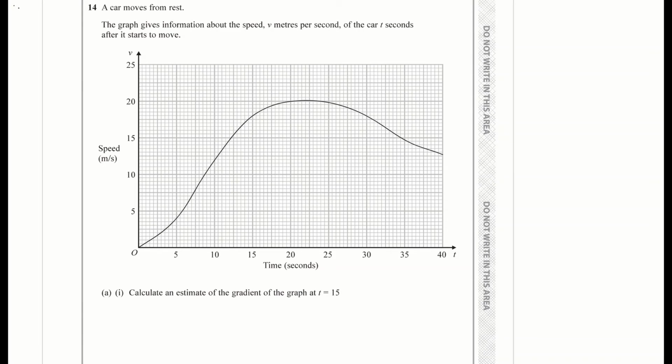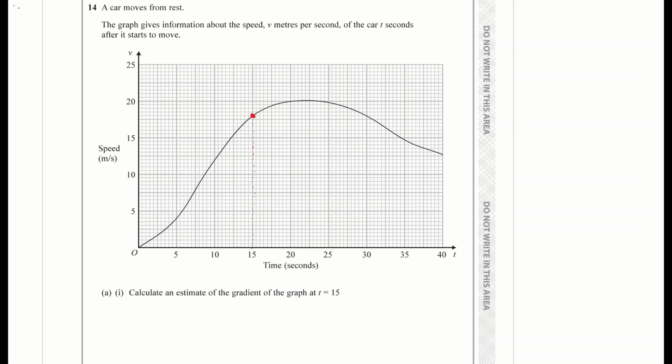Question 14 is saying a car moves from rest. The graph gives information about the speed, v meters per second, of the car t seconds after it started to move. Part A, part 1, calculate an estimate of the gradient of the graph at t equals 15. So the first thing we need to do is put a point when t is 15. So I'm going to 15 and I'm going to bring it up to my curve. And I'm going to put a dot right there.